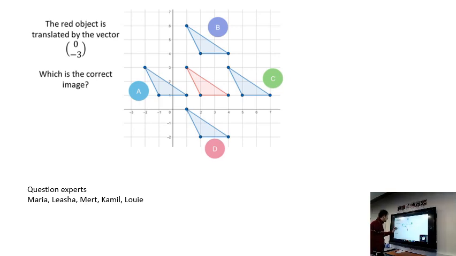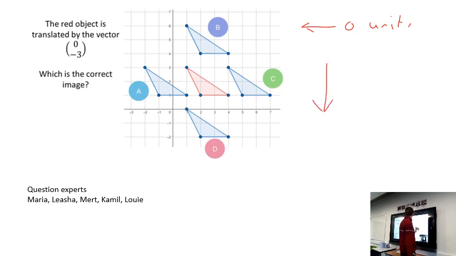Okay, so the red object has been translated by the vector 0, negative 3. So what does it mean? It's been moved to the left 0 units, so to the left 0 units. And then here it's moved down 3 units.